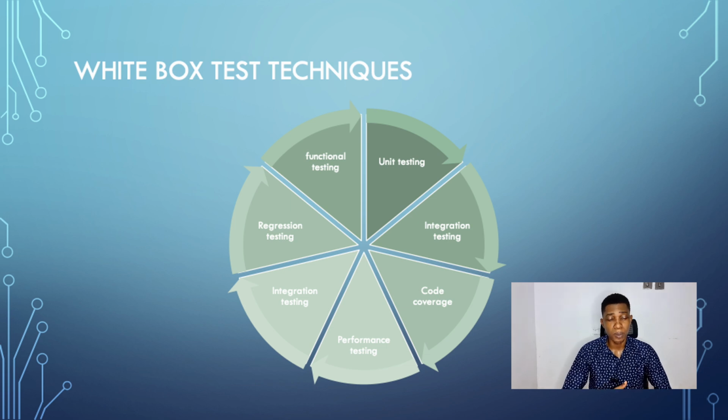Because different types of white box testing includes unit testing, right? And where you test each unit of the application, right? Performed on each unit or each block of code, right? You run a test on each of them to ensure that that block of code is doing what it's supposed to do. There's also testing for memory leaks, right?